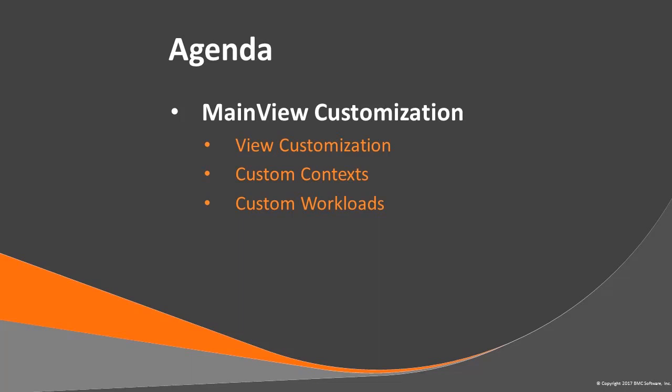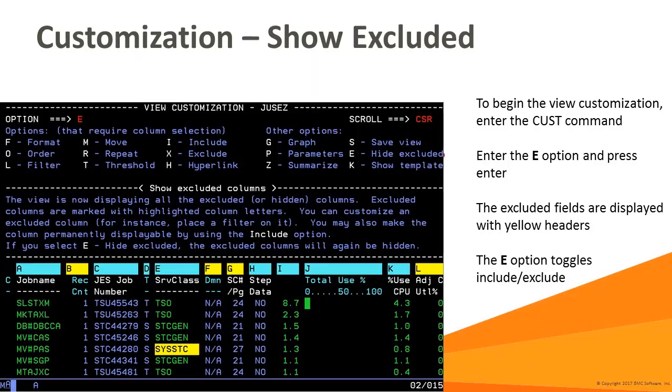In this section, we'll discuss view customization and the many capabilities therein. We'll also cover building custom contexts, a great tool for environments with a large number of target systems and subsystems. We'll finish this section by looking at customizing workloads. Note that there are a couple of brief quizzes along the way. Just use pause to take your time to consider the questions before the answers are displayed a few seconds later.